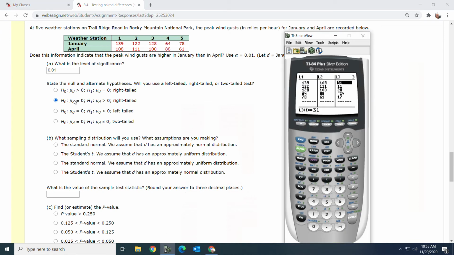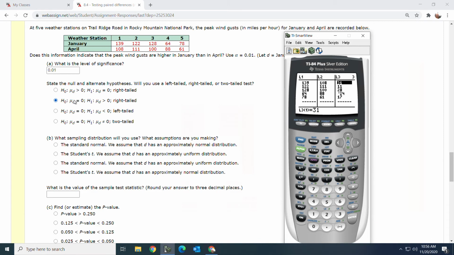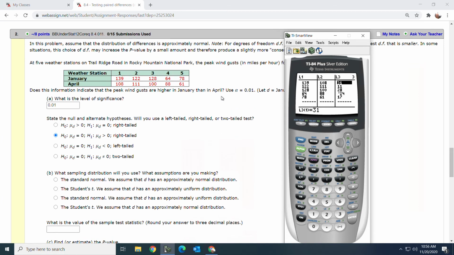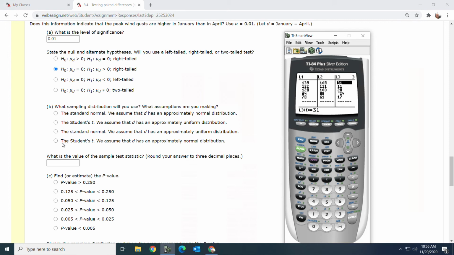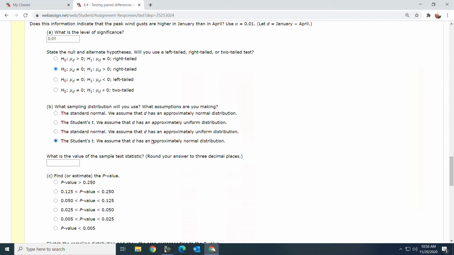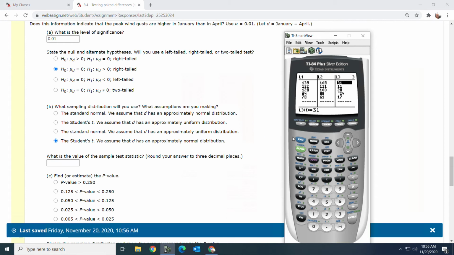So the null hypothesis is no difference between the months. The alternative is we're claiming that the wind gusts are higher in January than in April. Okay, what sampling distribution will you use? Because up here it's approximately normal, I'm going to select the same one from what we did in the first problem. Student's t, we assume that D has approximately normal distribution. And hopefully I didn't misread it. So let's go through the same motions.